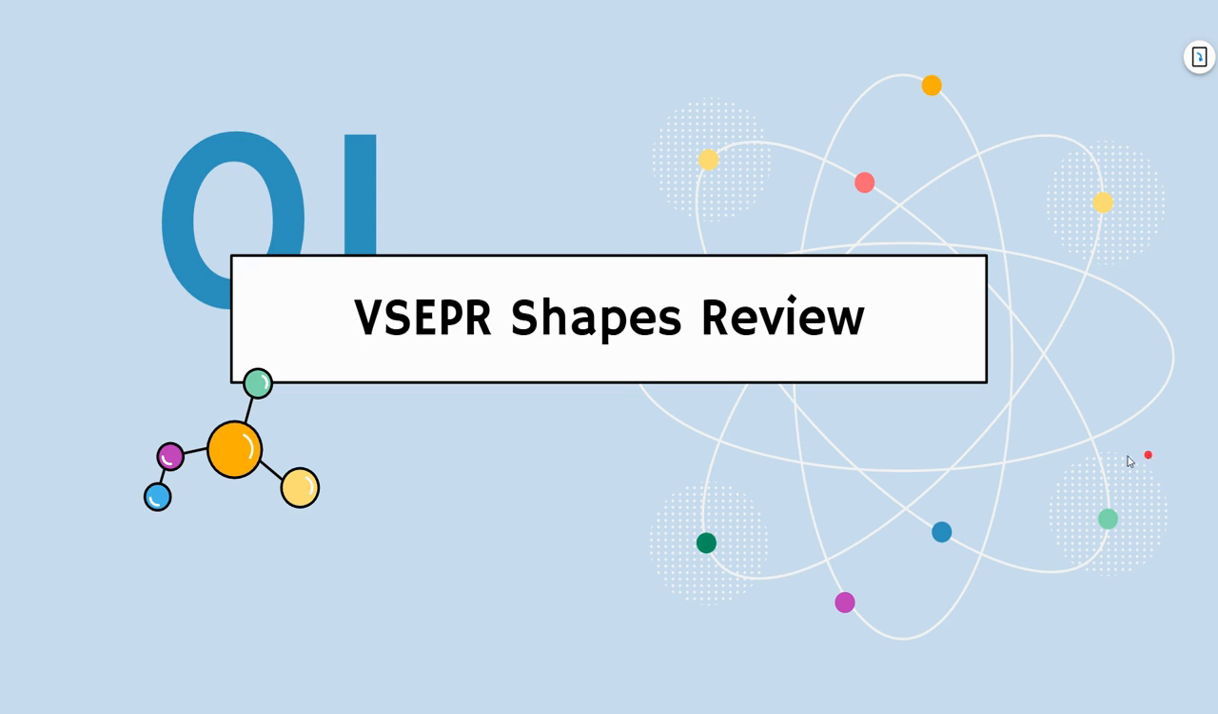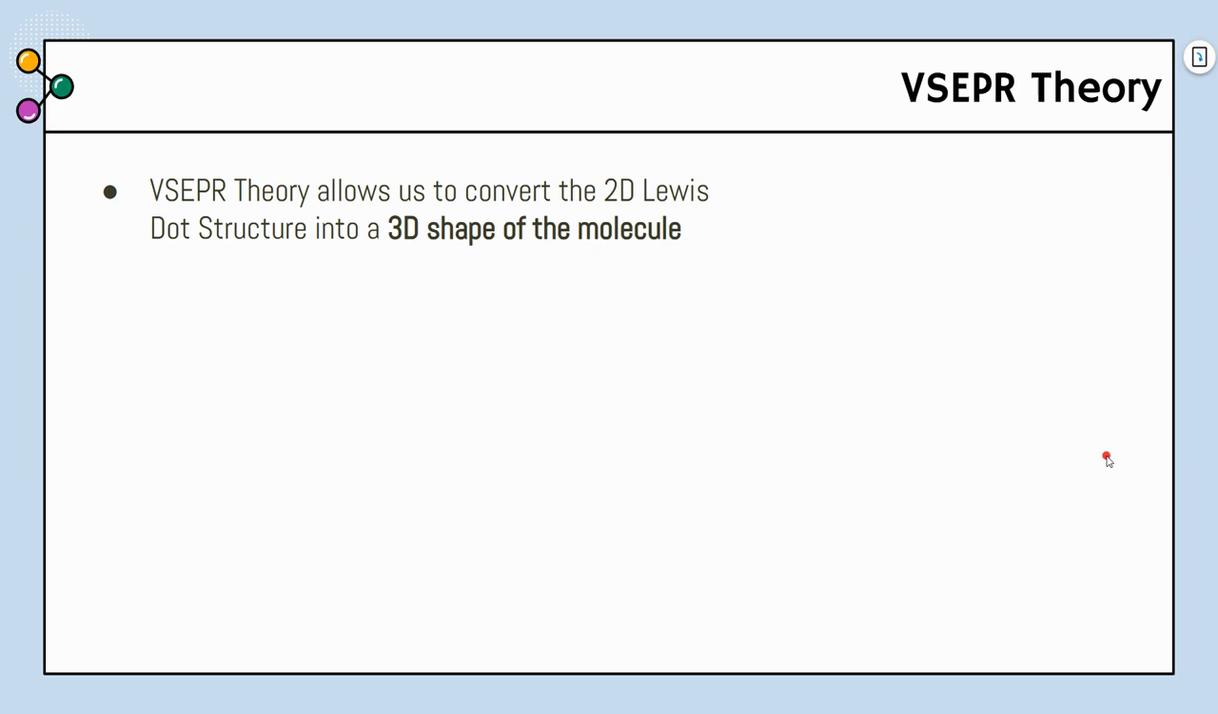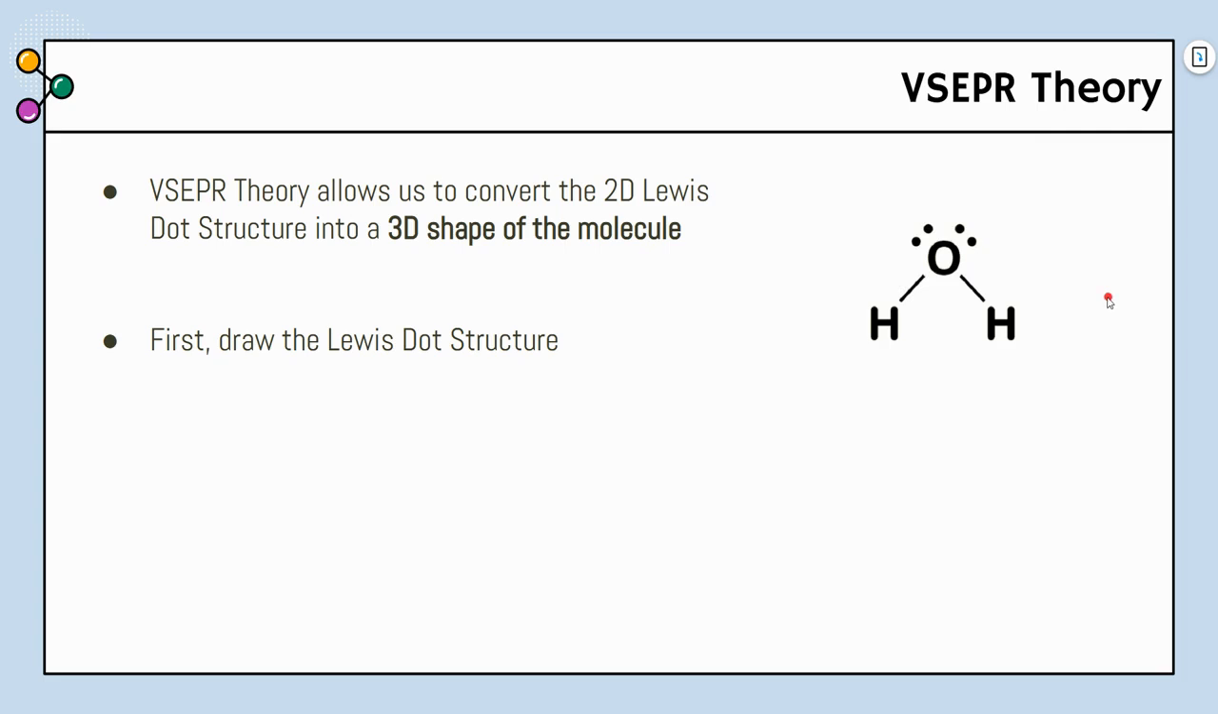So real quickly, let's go through a VSEPR shapes review. Remember that VSEPR theory allows us to convert two-dimensional Lewis dot structures into three-dimensional shapes of molecules. First, we would draw the Lewis dot structure. So let's say I have water, H2O. Once I create my Lewis dot structure, it should look something like in the top right.